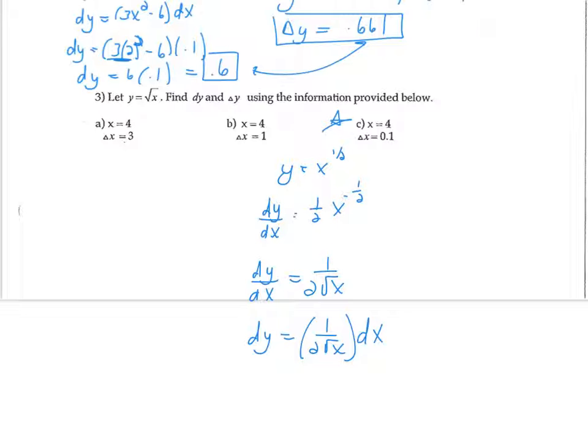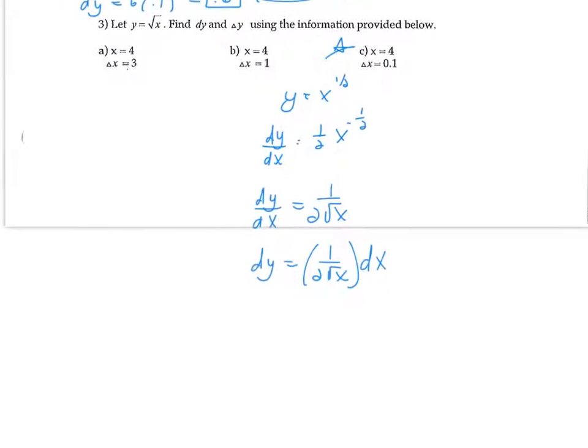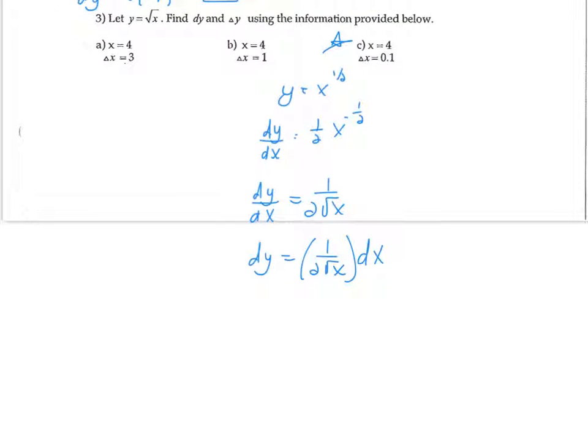Okay, so first we're going to find that dy. Okay, so let's take and plug in those values that we have. So dy would be equal to 1 divided by 2 times the square root of 4 times dx, which is 0.1, or delta x. So dy is equal to 1/4 times 0.1, or dy is equal to 0.025.